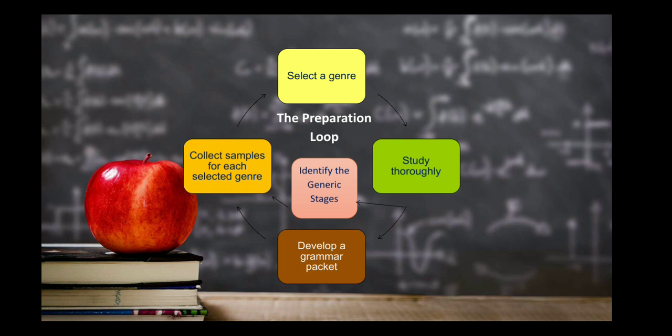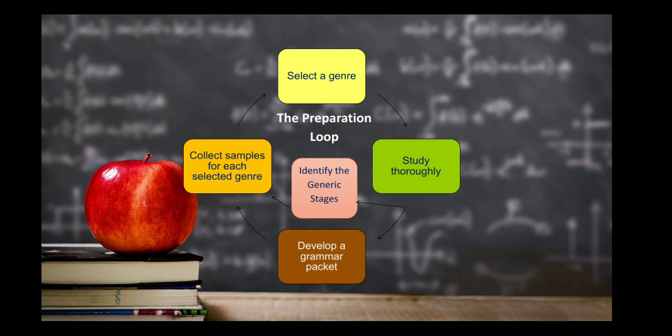The first loop that we need to work on is the preparation loop. In the preparation loop, what you need to do is you select genres for teaching reading and listening. Reading and listening are the input skills. So you need to first gather different samples of a genre that you want to teach. For example, you want to teach description. So you need to collect samples of descriptive passages.